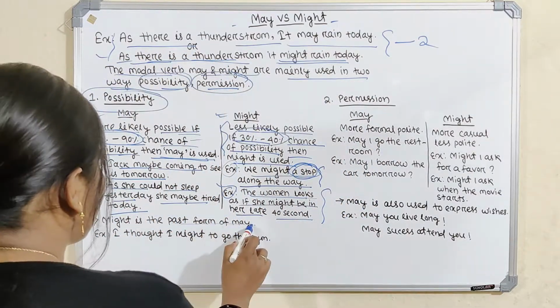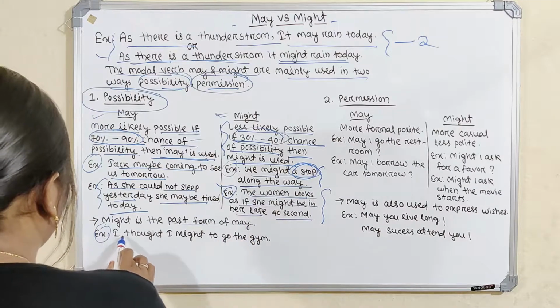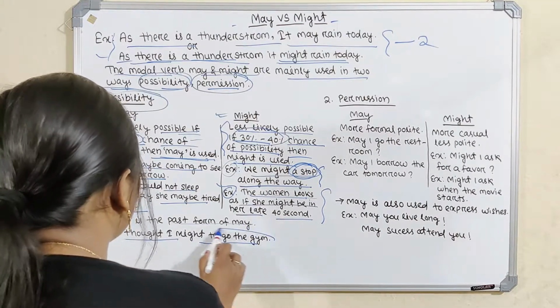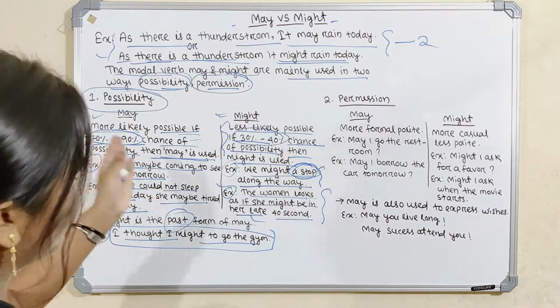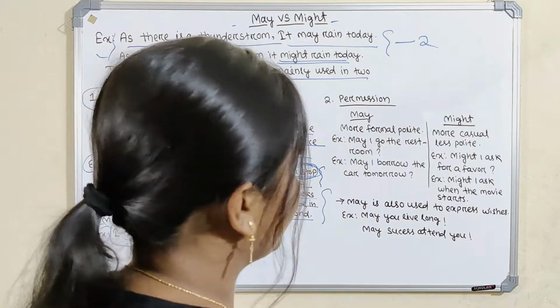Then might is also the past form of may. For example, I thought I might go to the gym. Might is the past form of may. It is the same word, but it is the past form.